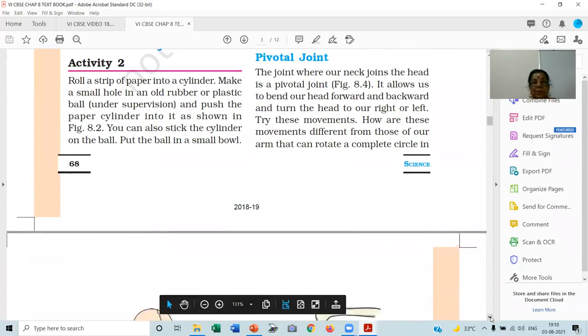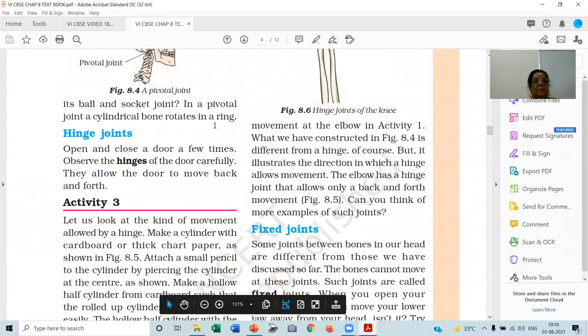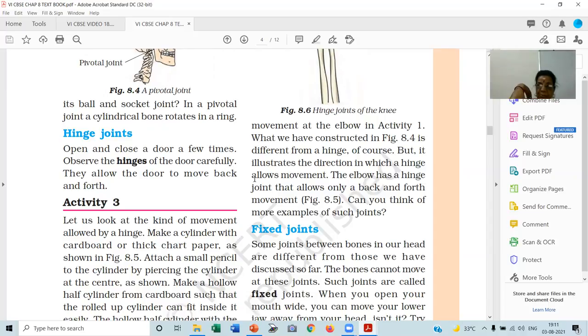The next is the hinge joint. The hinge joint is like this hand. It can move forward like this but cannot fold back. Whereas the leg can move backward but cannot move forward. In a hinge joint like the knee, it can fold only backward, not forward. Whereas the hand can fold forward, not backward. This is hinge joints. I hope you follow.